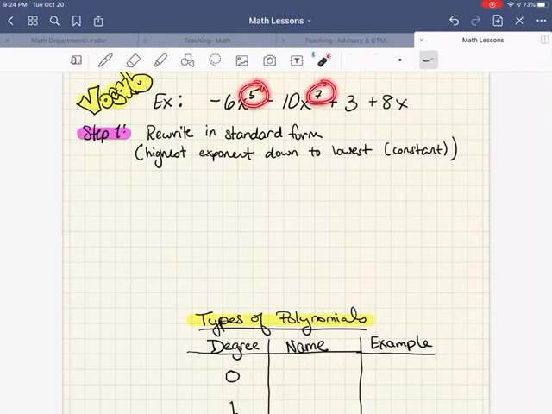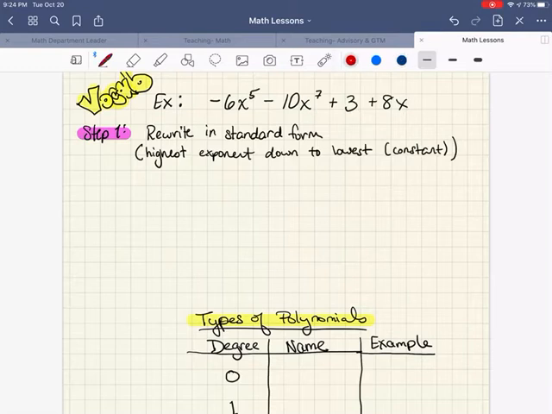I pay attention to the exponents, okay? It has to go from highest exponent down to lowest. If I have an x with no exponent, there's an invisible 1 there. If there is no variable, like here, that's 0, right? The exponent's 0, so that one doesn't exist. So this is the highest exponent, it's going to go first.